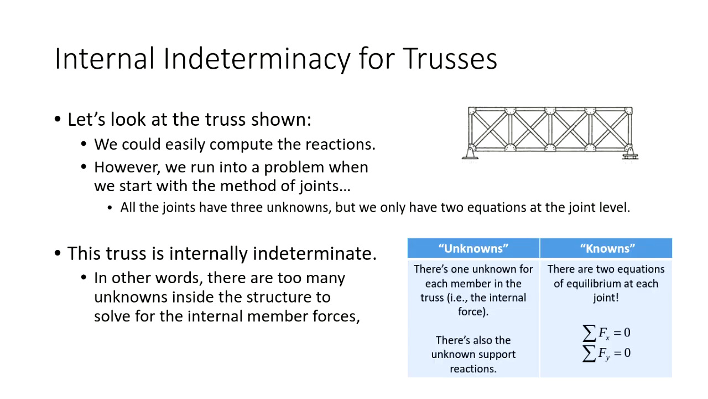Now what I want to do is talk about internal indeterminacy. The easiest way to describe that is to look at this example. We have a fairly straightforward truss, but I want to think about this truss for a second. I'm going to use my pen here, so forgive me if the artwork is a bit off, but I'll do my best. First off, let's look at it externally. So externally, I have 1, 2, 3 reactions.